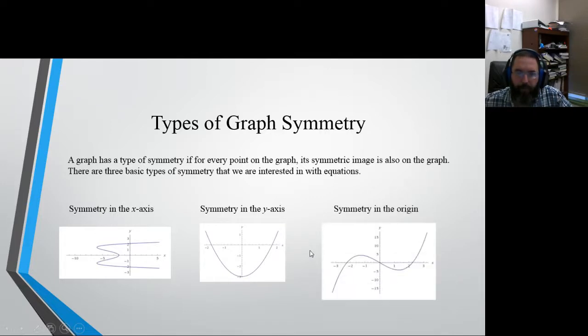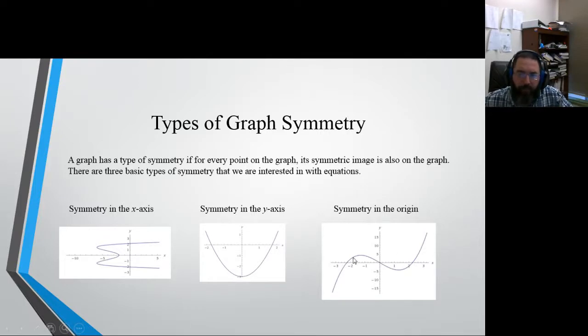The final type of symmetry is a symmetry through a point. It's symmetry in the origin. So now the symmetry point is going to be the origin. Every point over here on this graph has a matching point on the other side of the origin. If you draw a line from this point through the origin and go the same distance you went to get to the origin, past the origin, you would find a matching point.